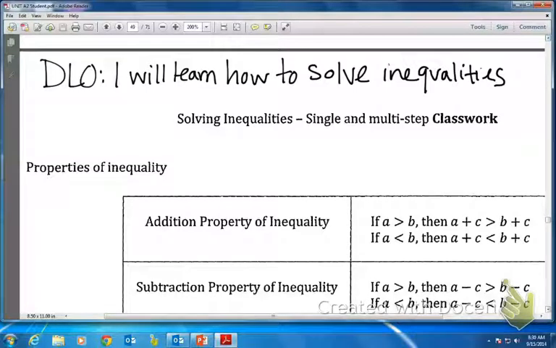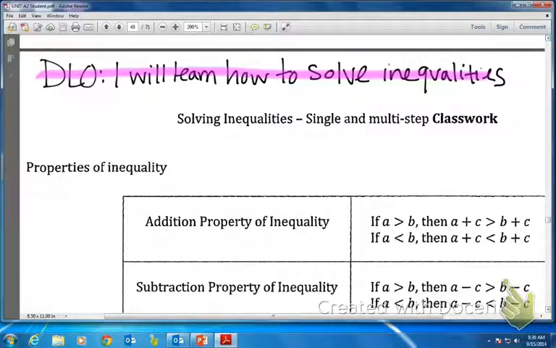All right, our DLO for today is I will learn how to solve inequalities. So go ahead and write that down. And we're going to look at your packet for this page. It says solving inequalities, single and multi-step classwork. I believe it's on page 46 in your packet, maybe 47 actually. Yeah, I think it's page 47 in your packet.